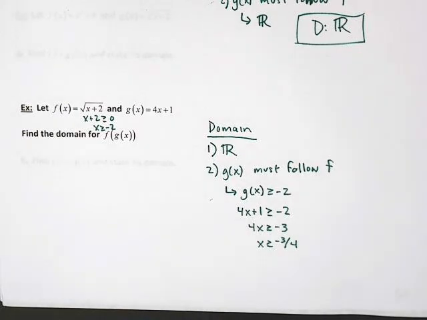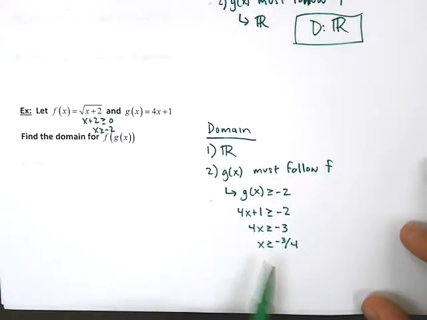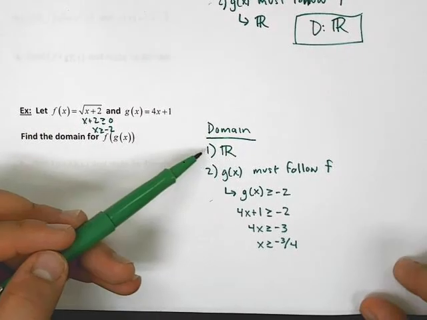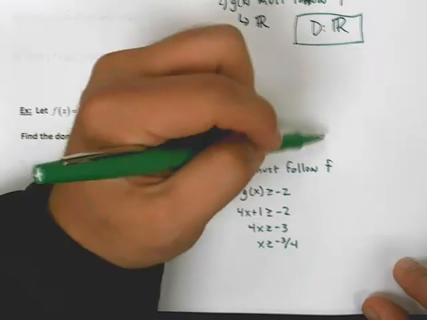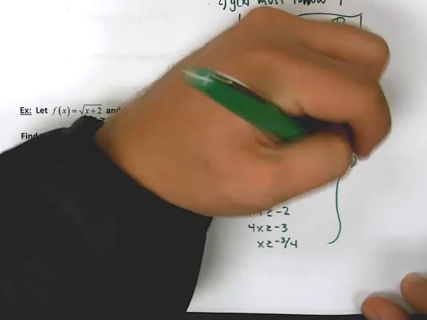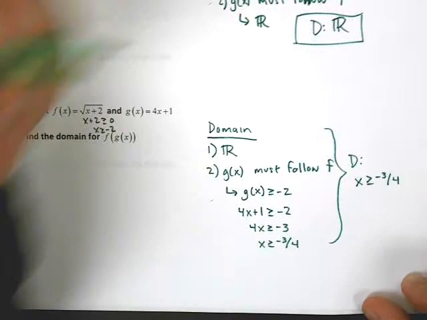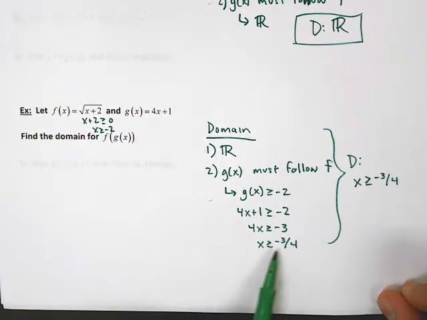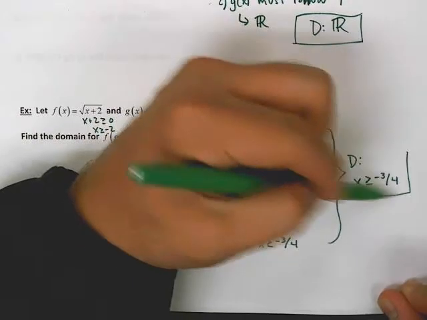Well, basically, guys, what we're doing is combining these two ideas, okay? This is my domain, or my restrictions, from the second step. This was my domain, or there's no restrictions, from my first step for g of x. So when I combine these two together, I just say that my domain is x must be greater than or equal to negative 3/4. And hopefully that makes sense. If I have all real numbers here, and I have x greater than or equal to negative 3/4 here, where's the overlap? Where are both of them occurring? It would be in this section.